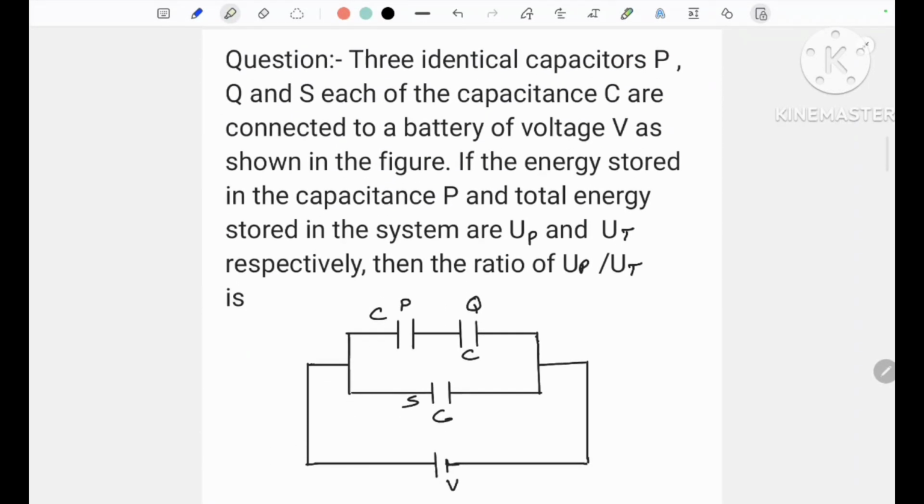Next, three identical capacitors P, Q and S, each of capacitance C, are connected to a battery of voltage V as shown in the figure. If the energy stored in the capacitance P and total energy stored in the system are UP and UT respectively, then the ratio of UP by UT is.